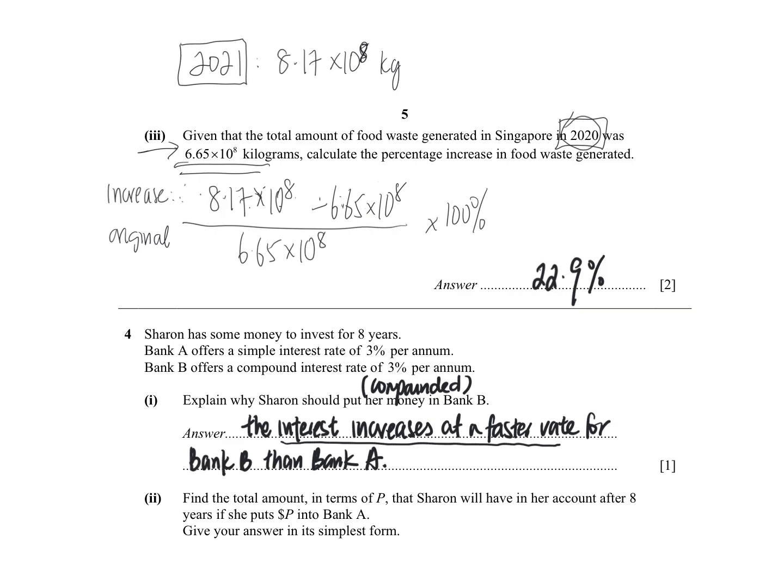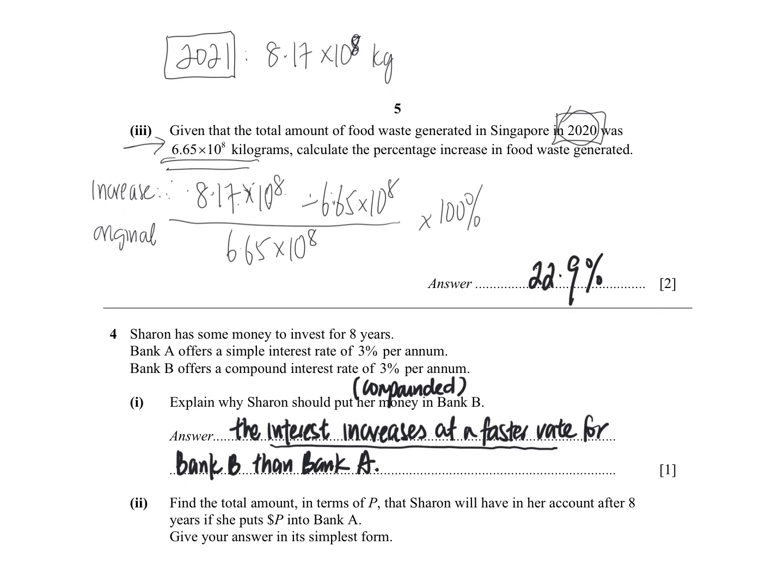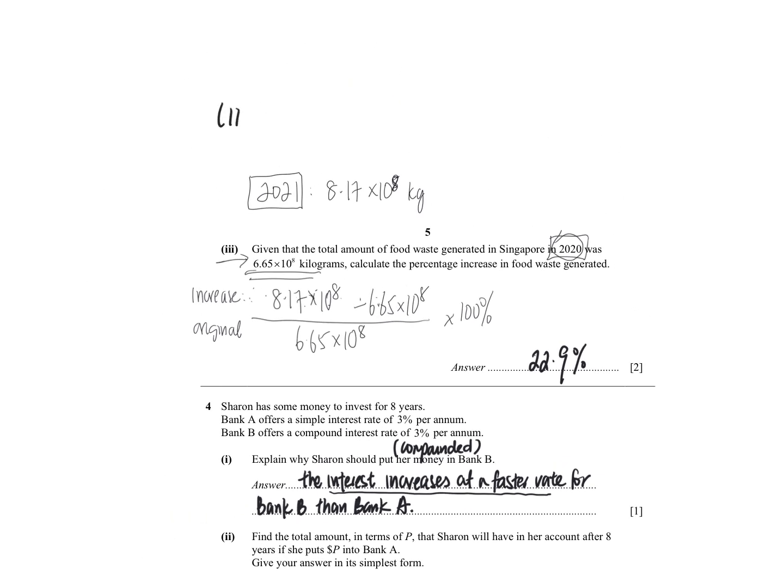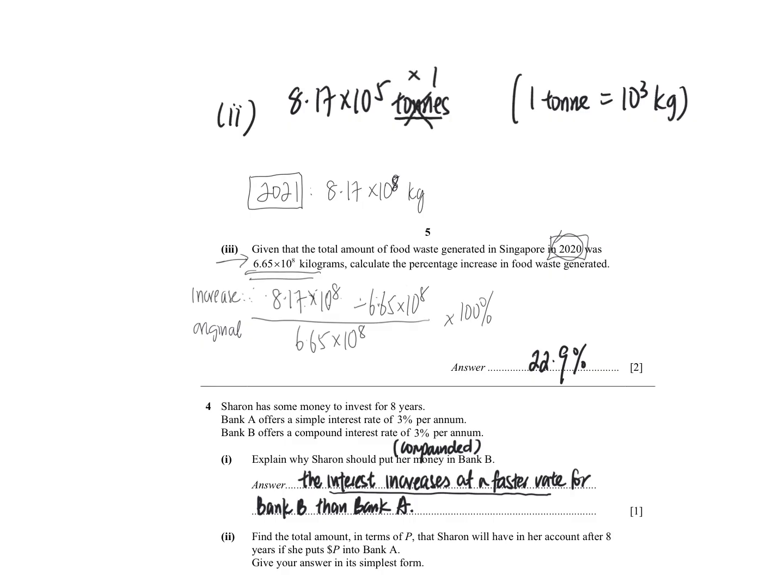Question 3, part 2. Okay, part 2, this was what I get at the start. It is in tons. So the question says 1 ton is 10 cube kg. So if I want to change tons to kg, I will multiply by 10 cube. Then this one you just combine. So this is 10 to the power of 8. 1000 kg.